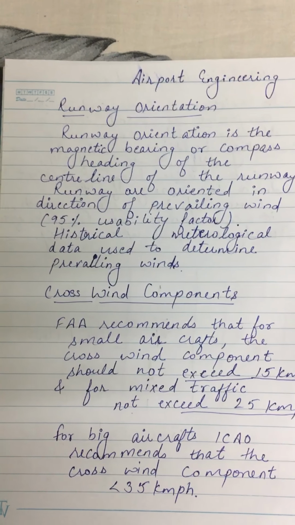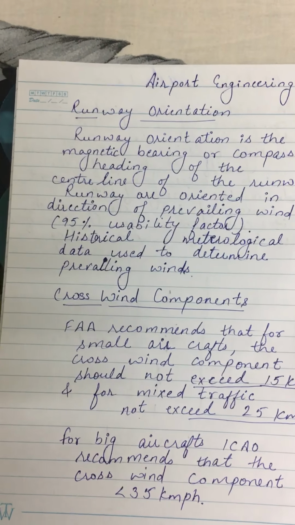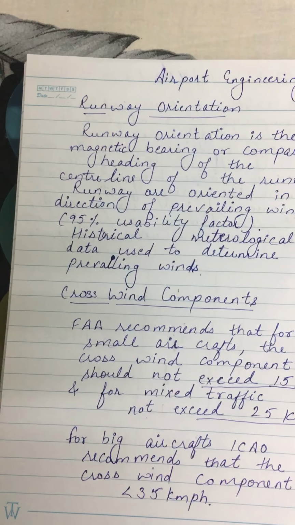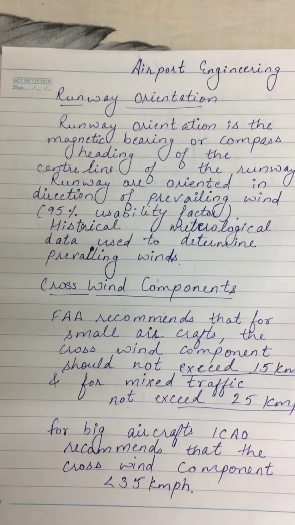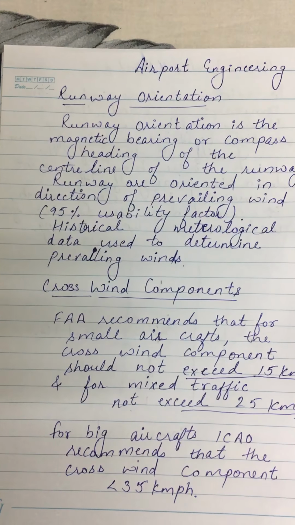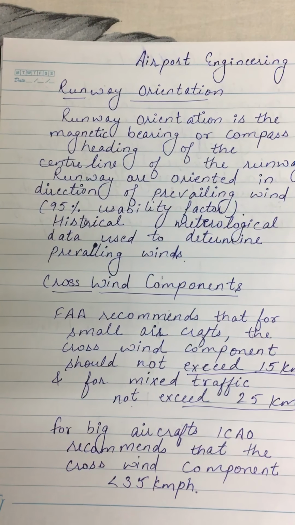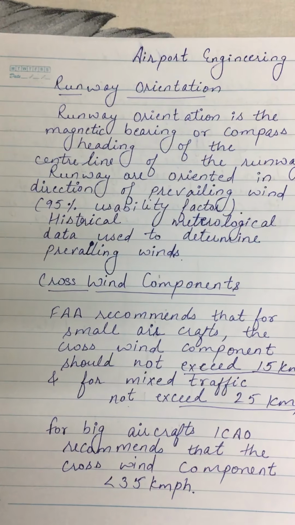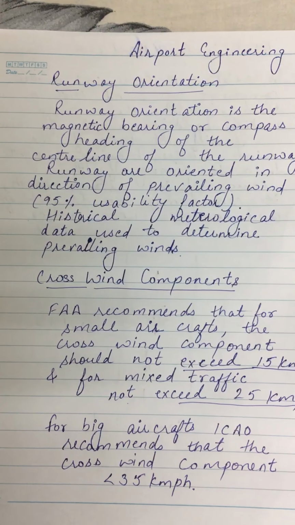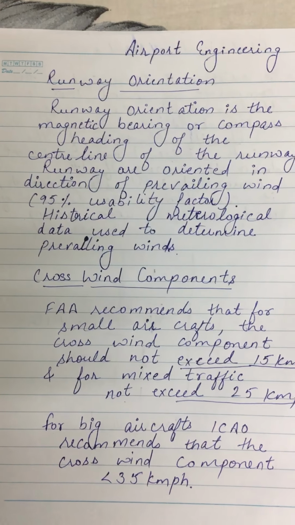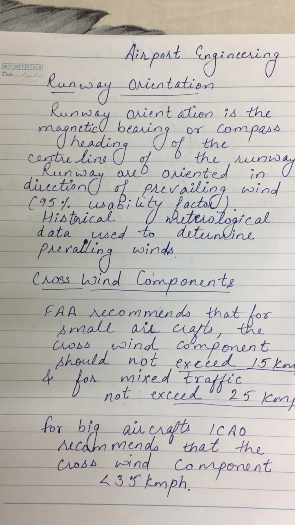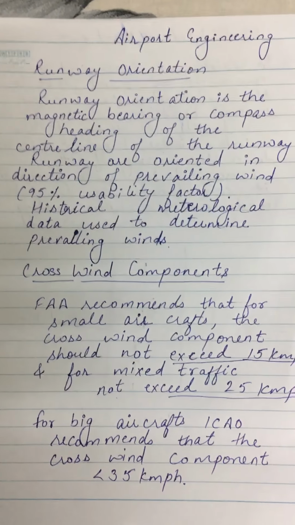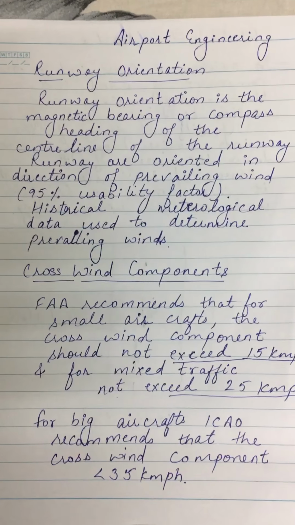First one is the runway orientation. The runway is always oriented in the direction of prevailing wind. And second, the direction of wind opposite to the direction of landing and takeoff means headwind, in which the aircraft comes to a stop in a shorter length of the runway, and landing and takeoff along the wind direction require more runway.